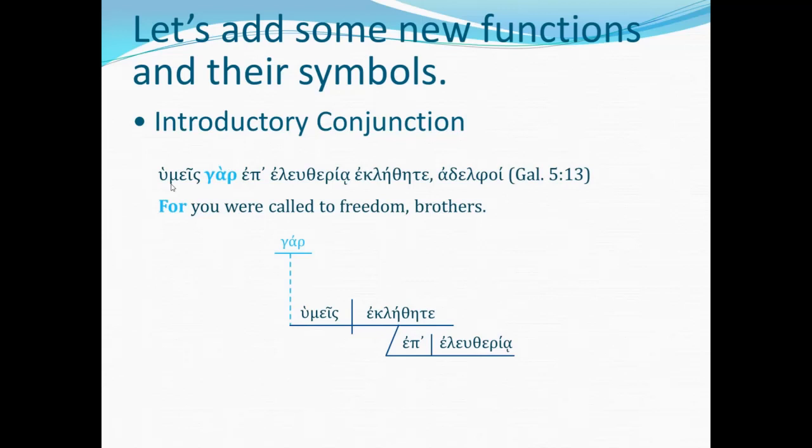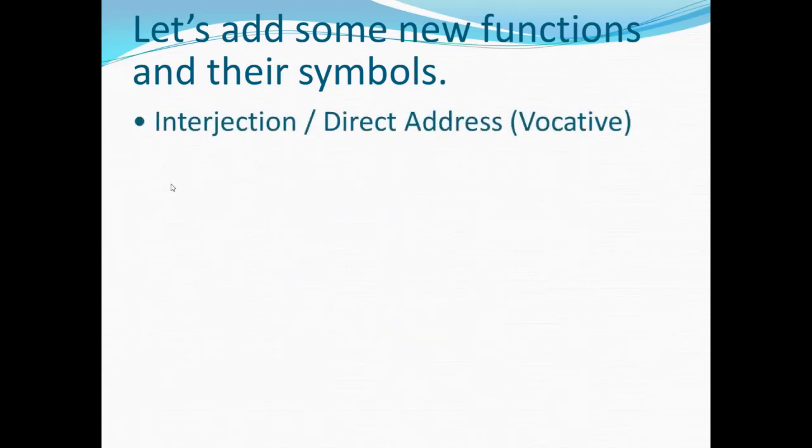The thing to notice for now is here's another example with a different kind of conjunction. It doesn't have to be a coordinating conjunction. Gar is more of a subordinating conjunction, introducing a reason or a cause. Any kind of conjunction that begins a new sentence would be diagrammed as I'm showing here in blue. One other sentence element that we'll discuss in this video is the interjection or direct address, a vocative case idea, and you'll see how that works in a moment.